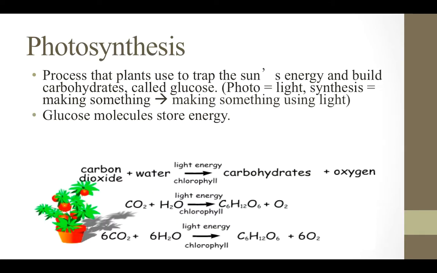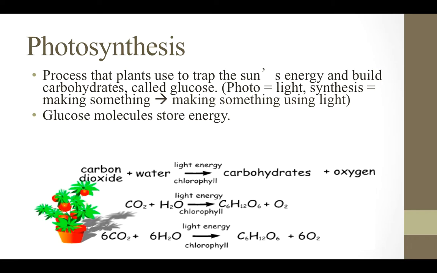And now let's talk about photosynthesis. Photosynthesis is a process that plants use to trap the sun's energy and build carbohydrates, called glucose. Photo stands for light. Synthesis is making something. So photosynthesis is making something using light. Glucose molecules are storage of energy in cells, as we know in cellular respiration.